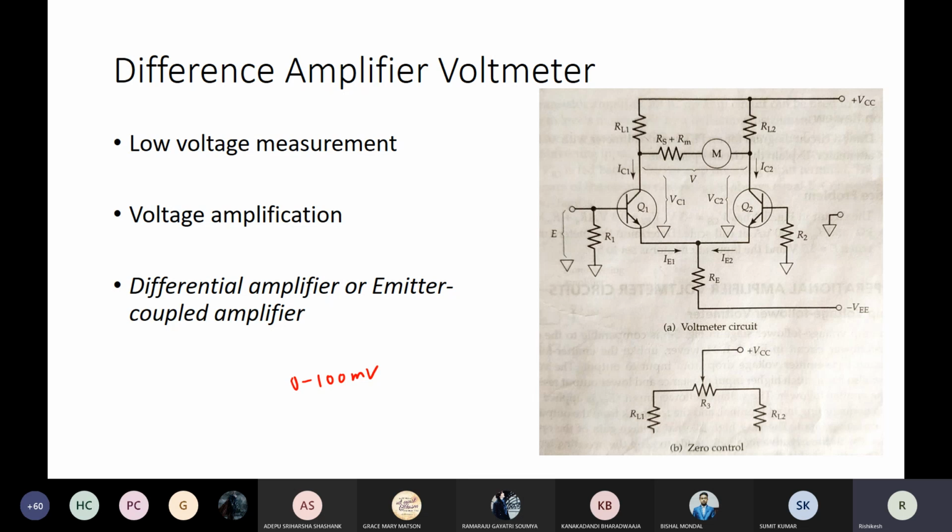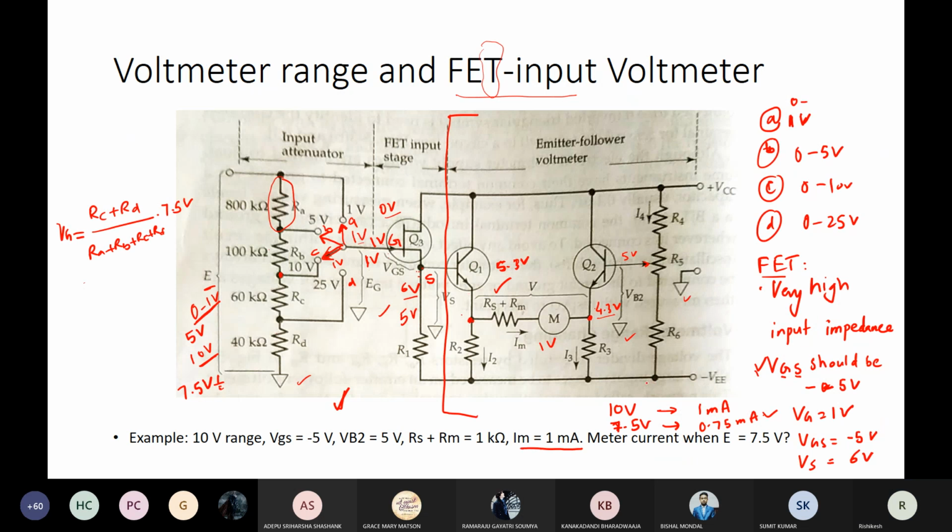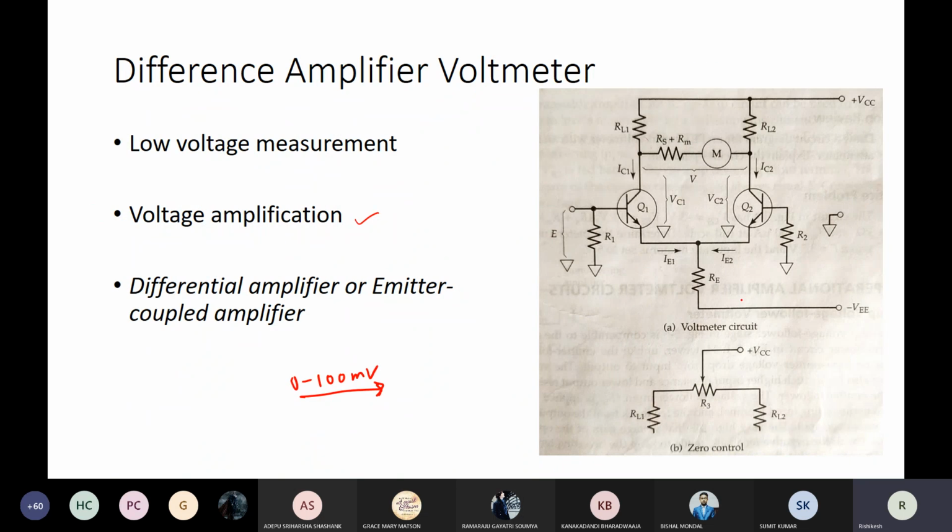So what is being done is, first of all, you increase the voltage level of whatever is being measured by using voltage amplification. You perform voltage amplification, and that amplified voltage you measure. If you know the amplification, then you can easily do the calibration. So in this case, the circuit is an emitter coupled amplifier.